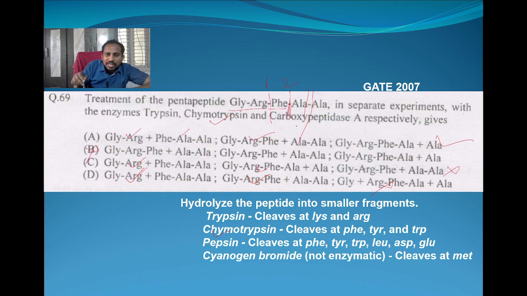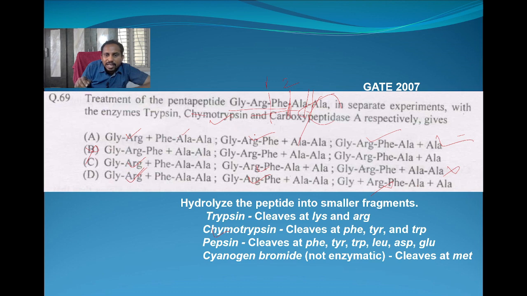So carboxypeptidase will cut only one amino acid at a time, at the C terminal. So this alanine will be cut, and then this fragment will be in the solution. Alanine.